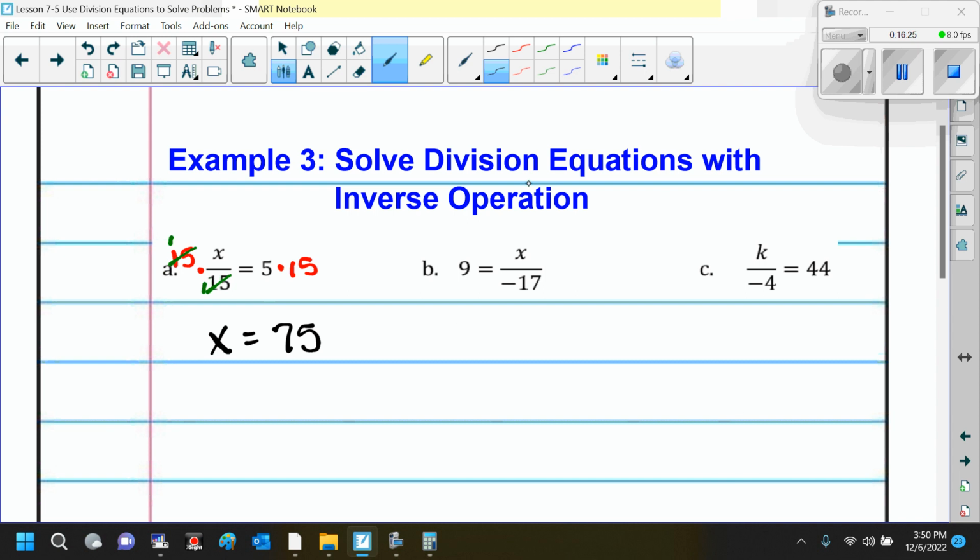Why don't you press pause for B and C? Actually, press pause for B, and then do that on your own, and then press pause again for C. So let's press pause.